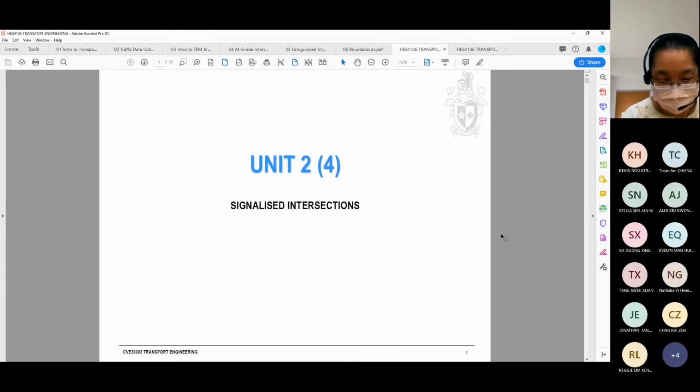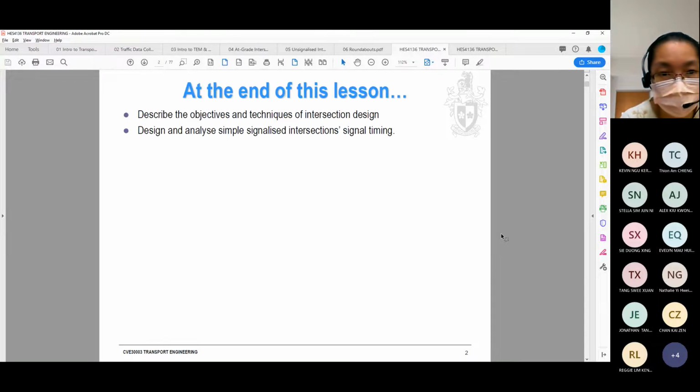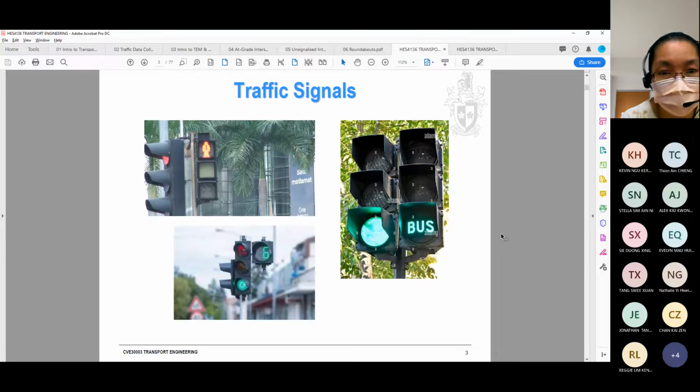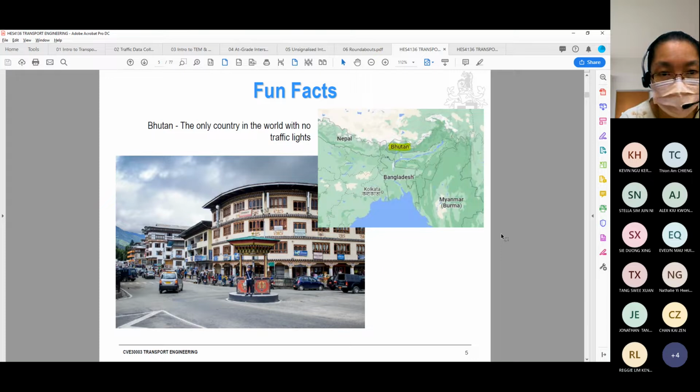Okay, if there is no question at the moment, I move on to signalized intersection. This is the third type of intersection treatment, or intersection analysis, that we have: the signalized intersection.